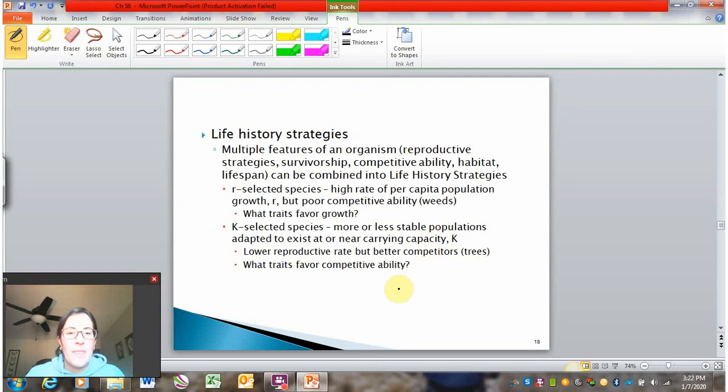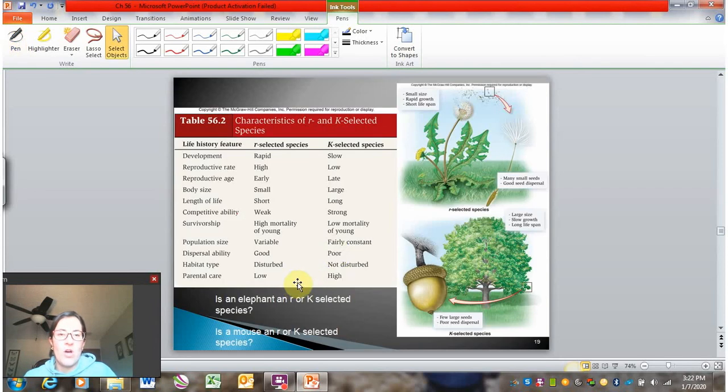organisms. So specific traits are associated with R-selected versus K-selected species. A whole host of traits go along with this ability. So this is a list here. If you look at R-selected species, they tend to go through rapid growth and development from seed to mature plant, or from baby to mature offspring very quickly. They have a high reproductive rate, so they have lots of offspring.